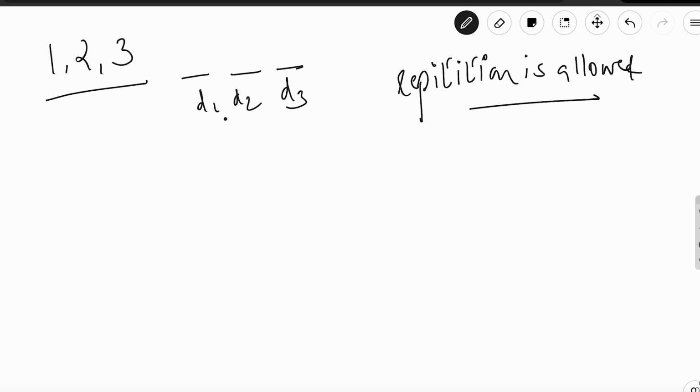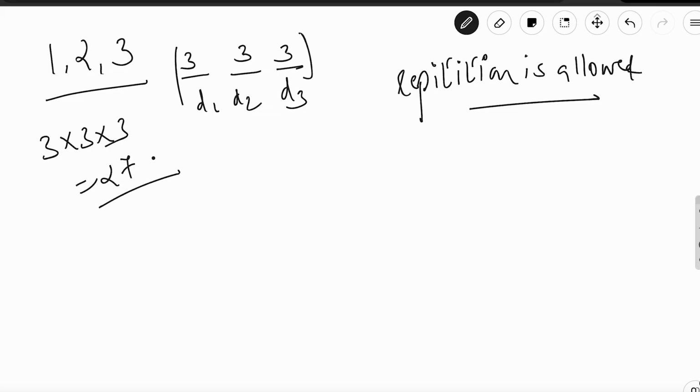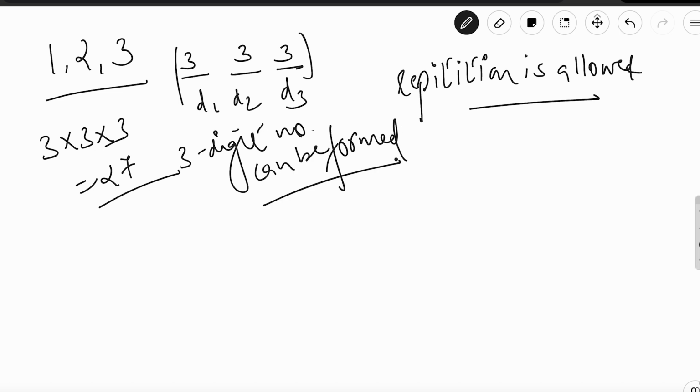Okay, repetition is allowed. So we have 3 choices here for digit 1. Since repetition is allowed, we again have 3 choices for digit 2, and for digit 3 also we have 3 choices. So overall we have 3 into 3 into 3 choices, which is 27. So we can say 27 3-digit numbers can be formed in this case.